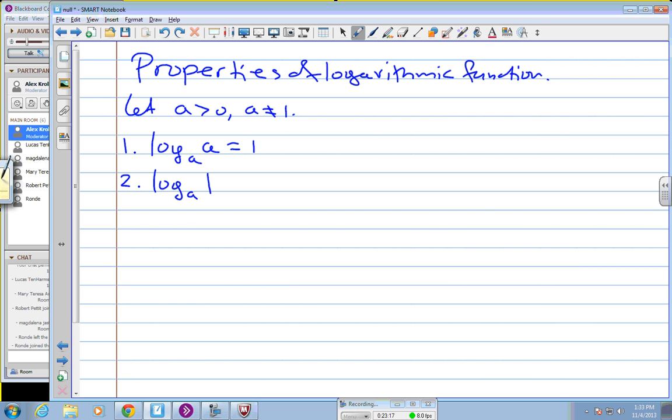Log base a of 1. Again, we just saw an example like that. What is that equal to? 0, right? To what power do I need to raise a to get 1? Any number to the power 0 equals 1. Any number other than 0, and since the base is strictly positive, we're safe there.